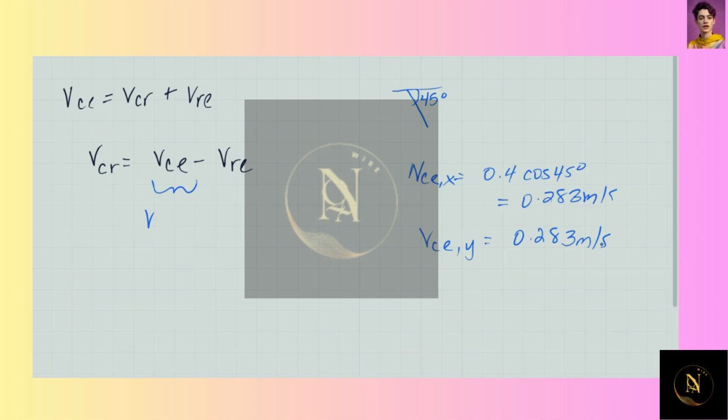So the river is only flowing east. So if we're looking at the velocity of the canoe relative to the river in the x direction, we have 0.283 minus 0.5, which is negative 0.217 meters per second. And in the y direction, it's just the velocity of the canoe.